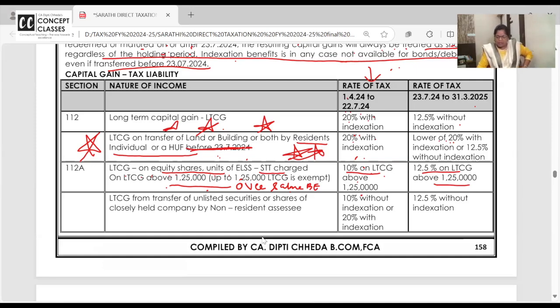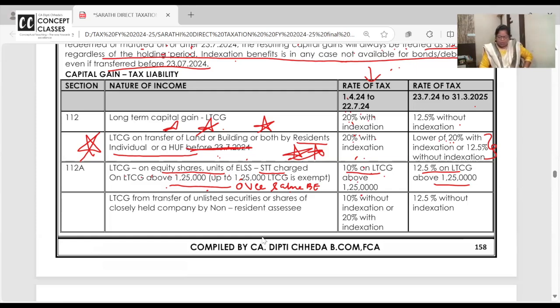Clear? Long-term capital gain, for everyone. See, here it was 10%, here it is now 12.5%. They have made it uniform. Don't take indexation, and for every long-term capital gain charge 12.5%, except for this bridge which they have made for this year. Okay, you've sold land and building. You're getting huge tax. Don't worry. You stretch the original cost till today and take the indexed cost and pay 20%, or without indexation 12.5%.